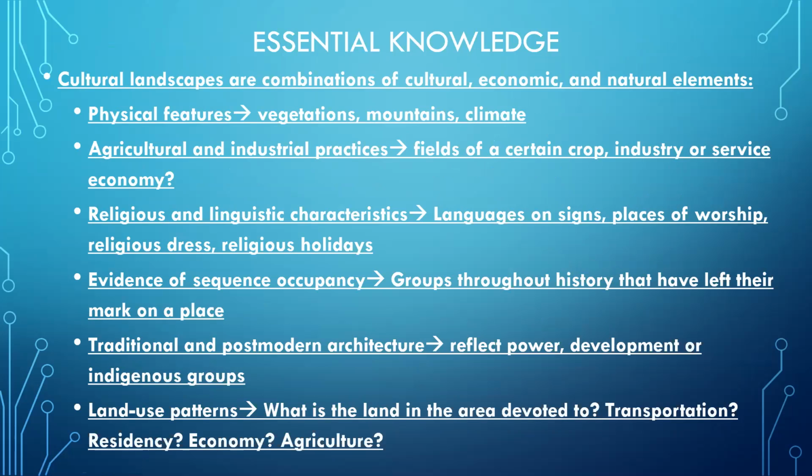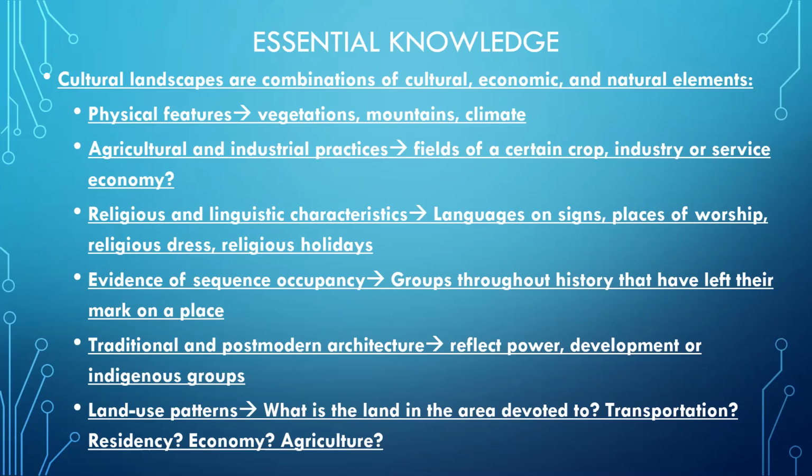So here's the big thing to know, you guys. Cultural landscapes are a combination of cultural, economic, and natural elements. So when you look at a picture of a place, of the cultural landscape, just think of a picture of Portland, Oregon. Look at the physical features: the vegetation, the mountain, maybe the climate. Look at maybe the agricultural or industrial practices if that's there. Fields, maybe a field of a certain crop. Maybe you can tell that it's an industry or service economy. Look at the religious and linguistic characteristics. Maybe it's languages on a sign, a place of worship, religious dress, religious holidays. Maybe not in Portland.